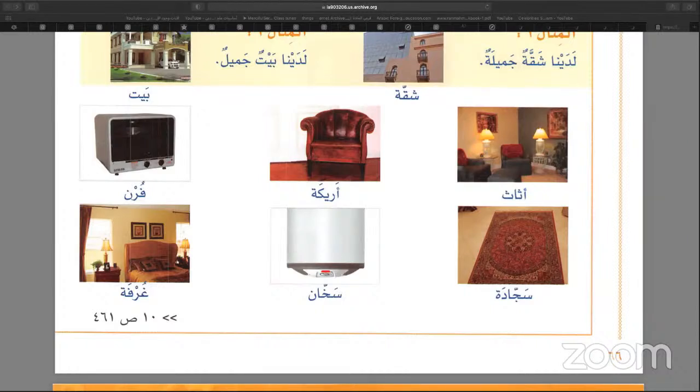Okay. So, this is a kha, not a jim. Sakhan. Yes. لدينا سخان. Sakhan what? جميلة. Which one are you choosing, جميلة or جميل? Which one? جميلة. Beautiful. Sakhan is a boy word. It gets a boy word like Jamilun.